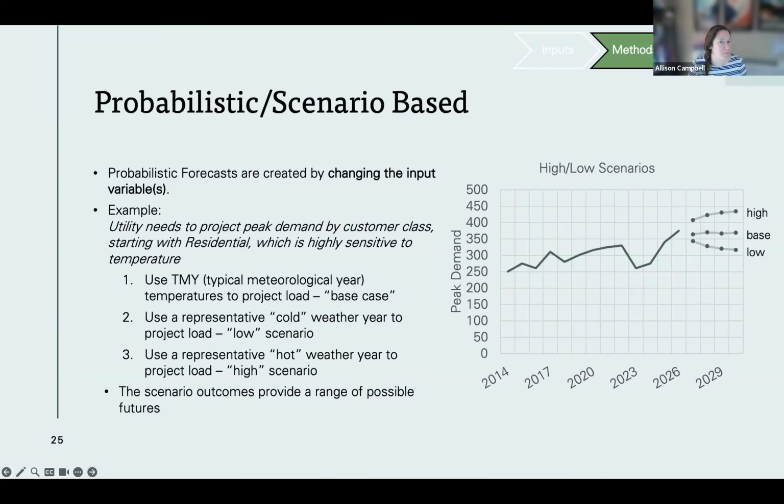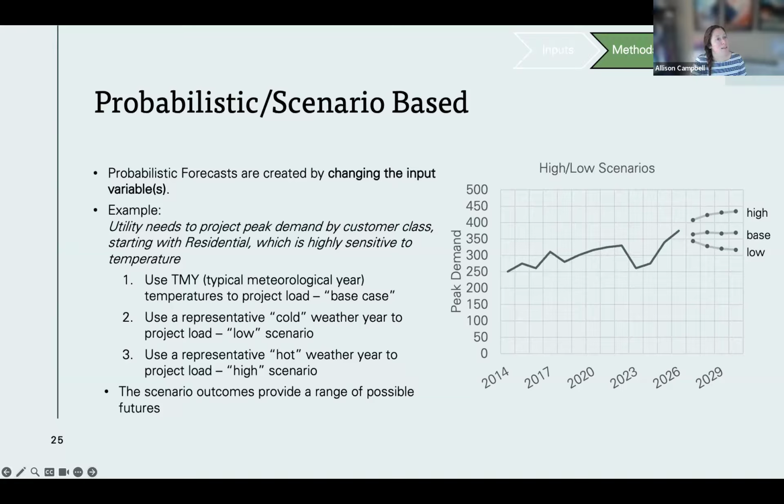And then finally, probabilistic and scenario-based approaches are growing in popularity. These are created predominantly by changing the input variables. So I want everyone here to walk away with an understanding that probabilistic forecasts are not so difficult. You can create a probabilistic forecast primarily by changing your assumptions. That's why I've called this also scenario-based.